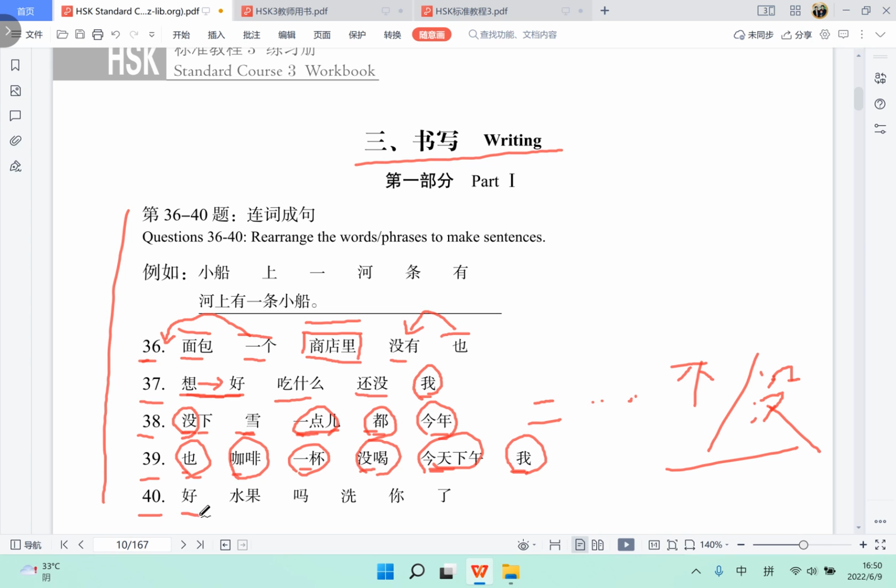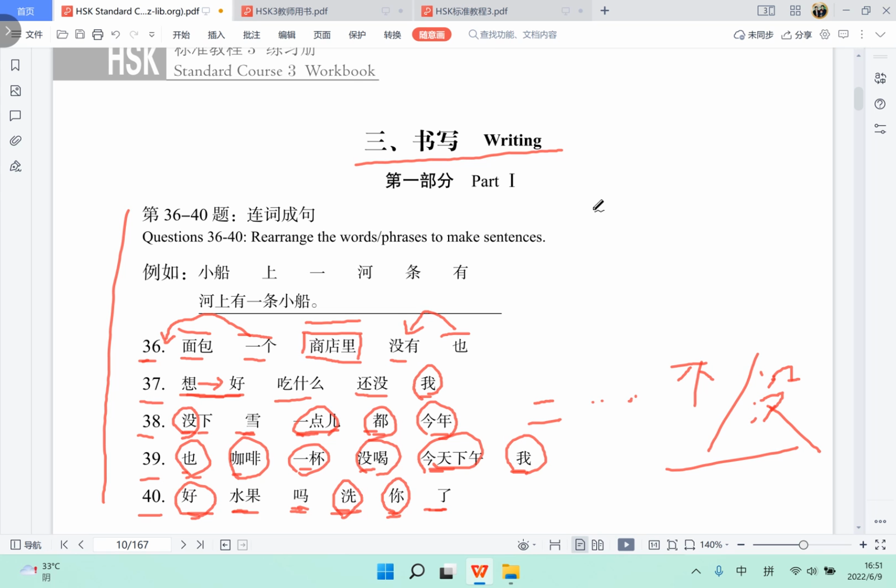And the 40, 好水果吗洗你了. So subject 你, right? So the verb here is 洗, to wash, right? And we have 好 here, so 好 as a result complement, so 你洗好. And the object here, 水果, right. 了 indicates the changing of the situation, normally at the end of the sentence, and 吗 is the interrogative question, right? So 你洗好水果了吗. That's it, 你洗好水果了吗.